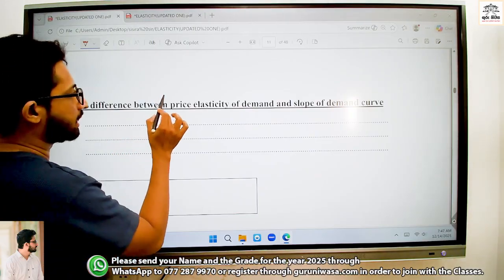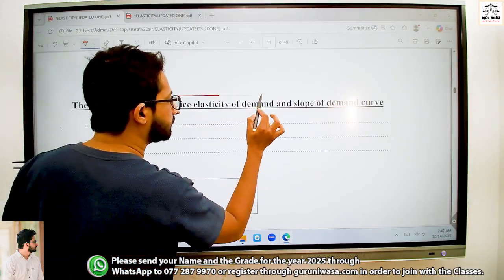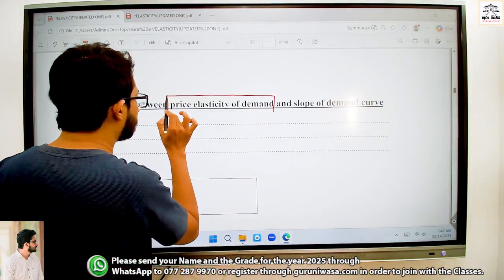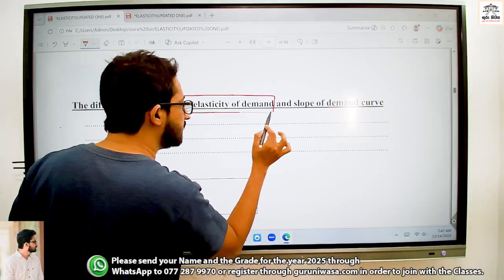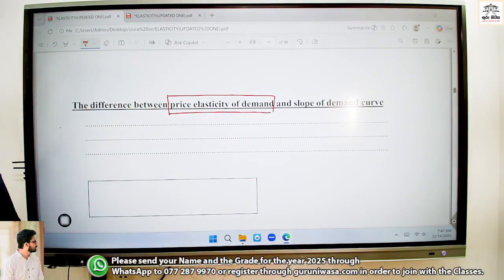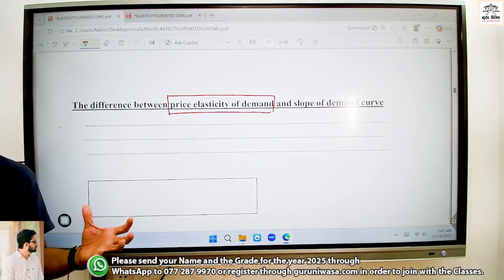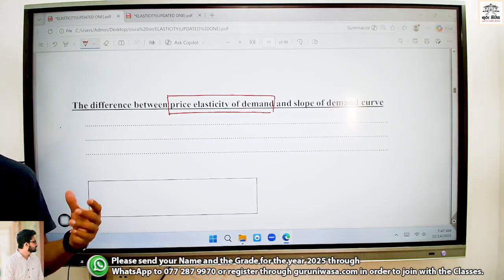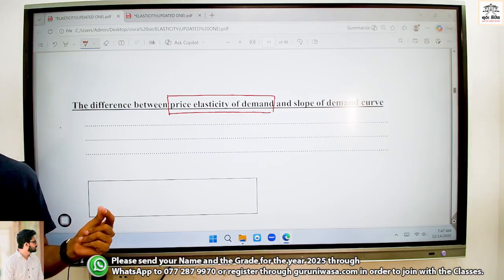What is the difference between price elasticity of demand and the slope of the demand curve? What does price elasticity of demand measure? These two concepts are totally different.